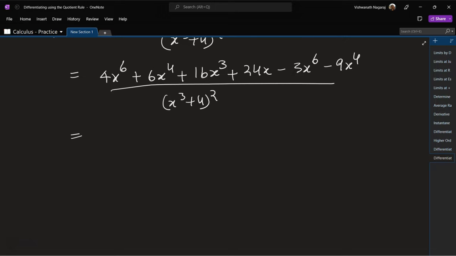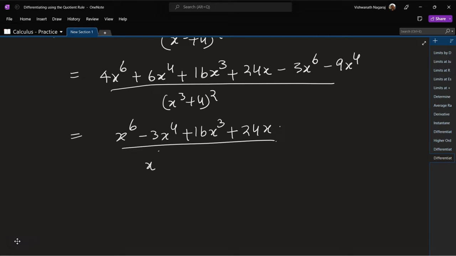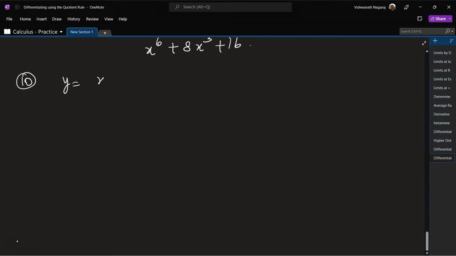Okay, this gives us 4x⁶ minus 3x⁶, so that is x⁶, plus 6x⁴ minus 9x⁴, so minus 3x⁴ plus 16x cube plus 24x, divided by x to the power of 6 plus 8x cube plus 16. Okay, 10th problem, y is equal to (x to the power of 4 plus 2x cube) divided by (3x to the power of 4 plus 3).